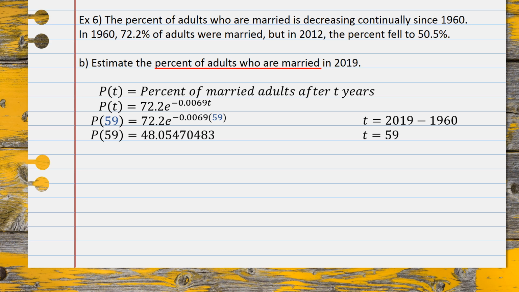Hopefully you found the result to be 48.05470483. Now it says estimate the percent. We are going to round to the nearest percent or nearest whole number, and that would be the 8 is in the ones place. We look immediately to the right, and because we have a 0, it will not round up. So we estimate it to be at 48%. Now that we've solved it, let's write our sentence. In 2019, approximately 48% of adults are married.